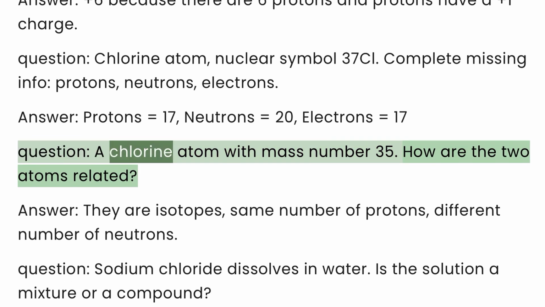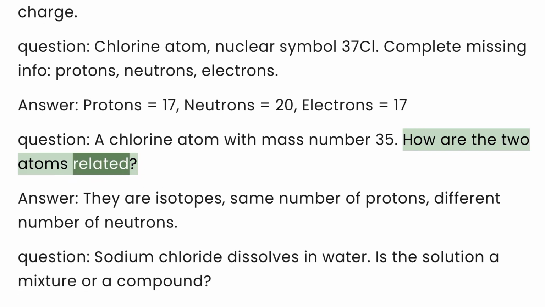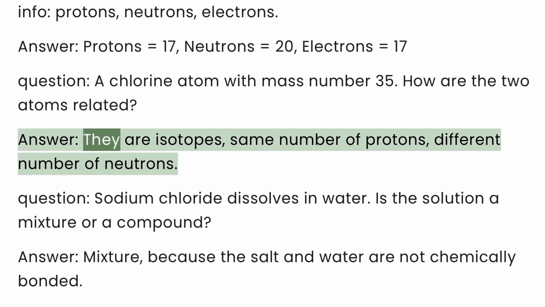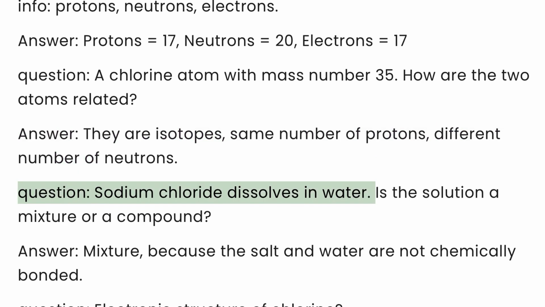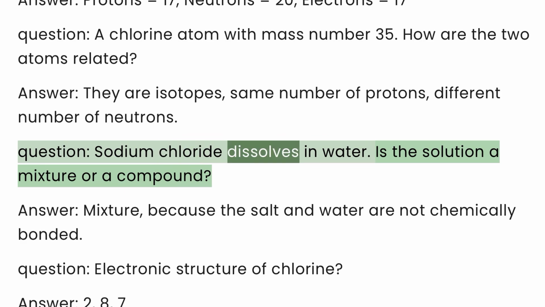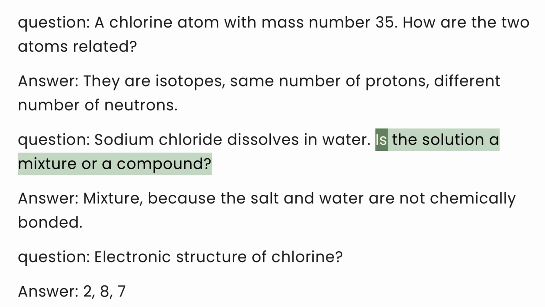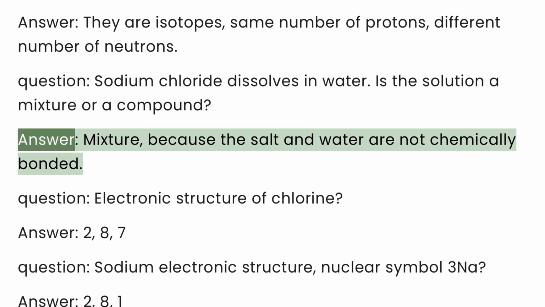Question: a chlorine atom with mass number 35. How are the two atoms related? Answer: they are isotopes. Same number of protons, different number of neutrons. Question: sodium chloride dissolves in water. Is the solution a mixture or a compound? Answer: mixture, because the salt and water are not chemically bonded.